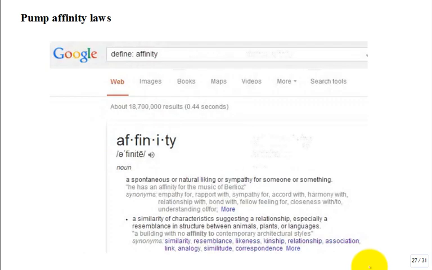Now we talk about pump affinity laws. Affinity. Well, what's affinity? You can look it up. Just say define affinity and then read it. So, a similarity of characteristics suggesting a relationship, especially a resemblance in structure between, well, animals, plants, and languages. But we're looking at an affinity relationship for pumps, equipment. So they have the same structure, the same characteristics.